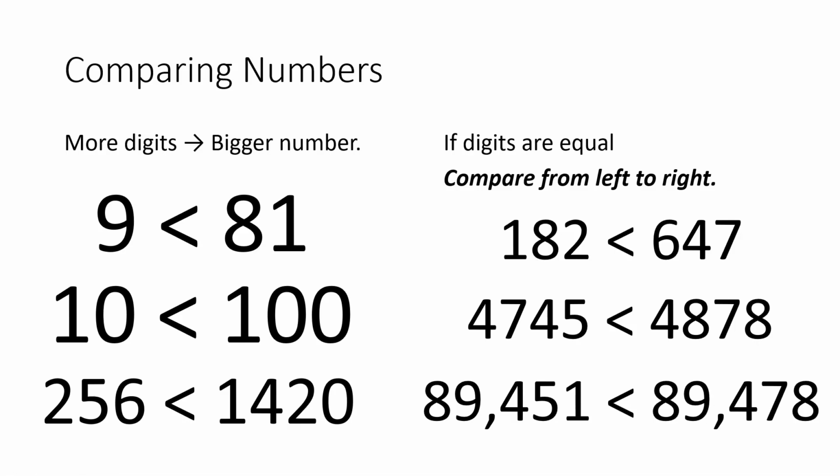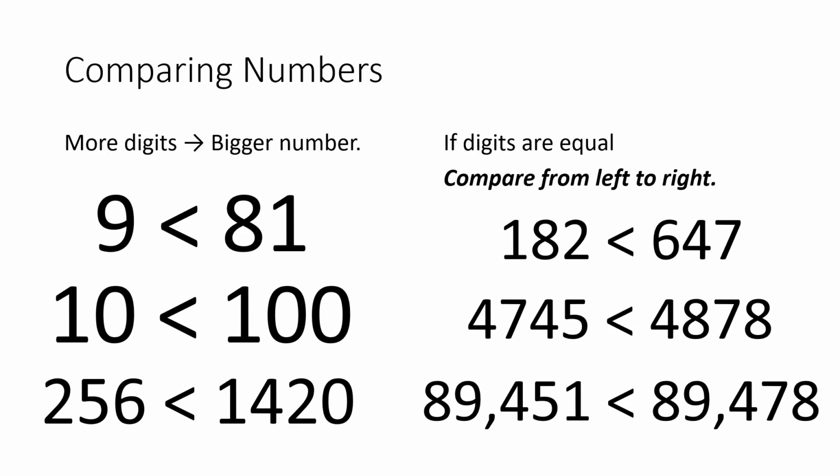Now we move on to the 100s place, which has 4 equals 4. Now comparing the next, the 10s place, we have 5 is actually smaller than 7. So we see that 7 is bigger than 5, which makes 89,478 a larger number than 89,451. Very easy, right? So this way we can compare any numbers we want, and it makes our job very easy.